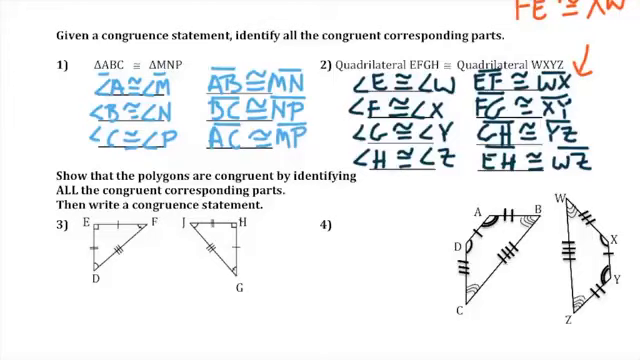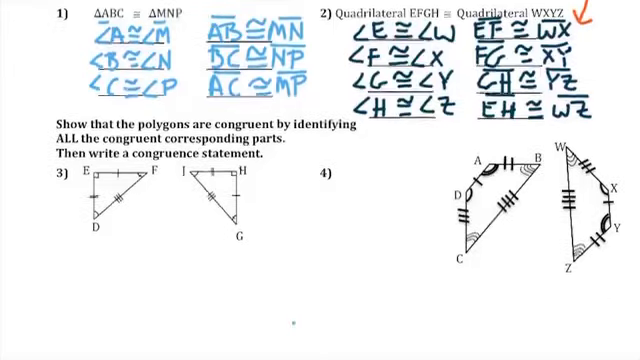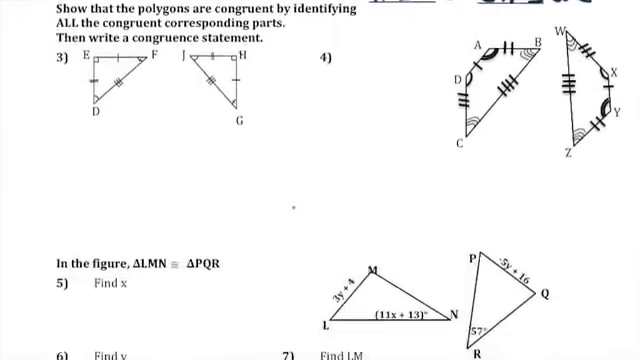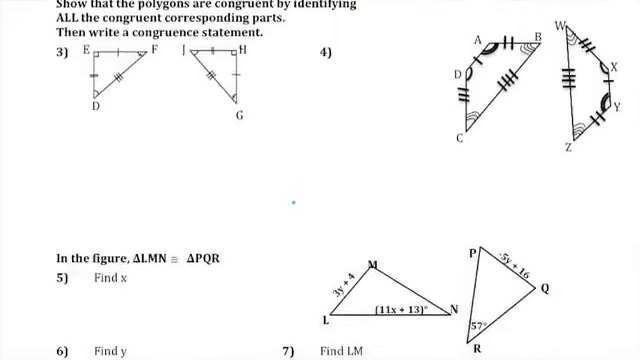Okay, so number 3 and 4. We want to show that the polygons are congruent by identifying all the congruent corresponding parts. Then we're going to write a congruent statement. So we're doing kind of what we did above without the congruent statement. We're doing it from the triangles. This is more like our warm-up.